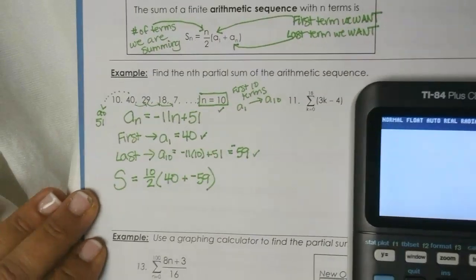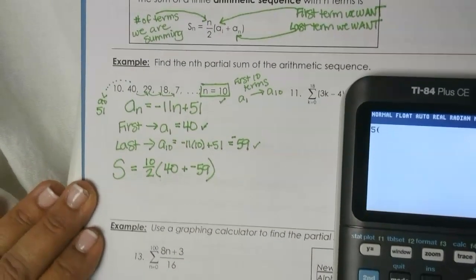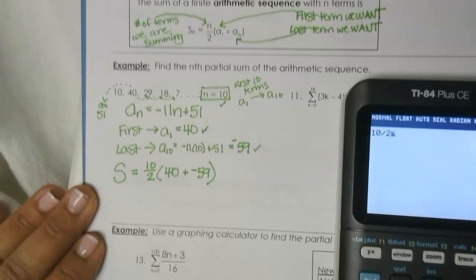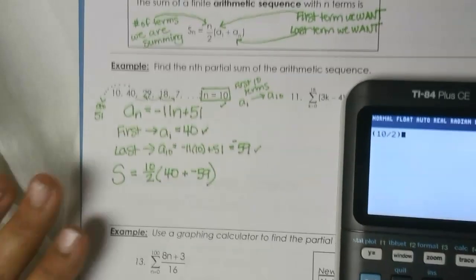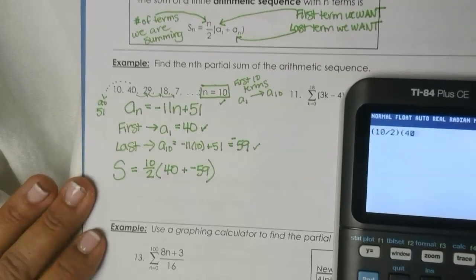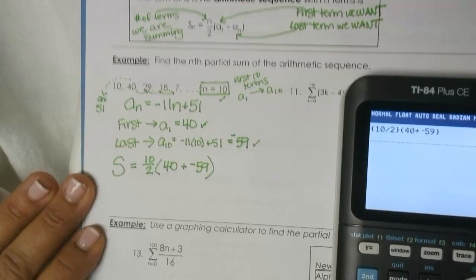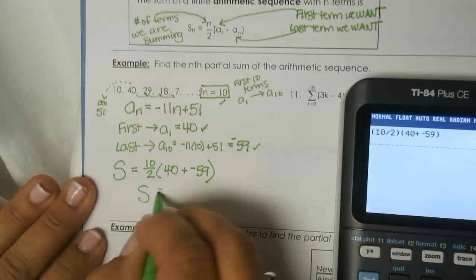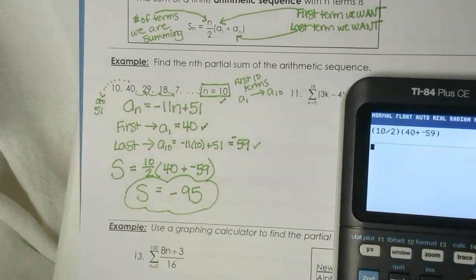So again, we could take 10 over 2, which is 5. I mean, you could even write it like this, okay? I like putting parentheses around this, even though you don't have to. And then we would take 40 plus negative 59, and that gives me negative 95. So that's my sum. My sum is negative 95.